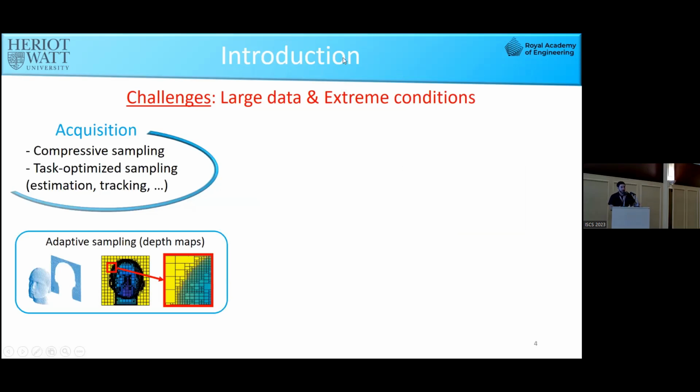So to deal with these two challenges, we mainly have two directions from a computational point of view. The first one is to improve the acquisition by adopting compressive sensing strategies or task-based adaptive sampling. For example, if we want to optimize the reconstruction of this 3D face, we will put more samples around the small features of this face to improve the quality.